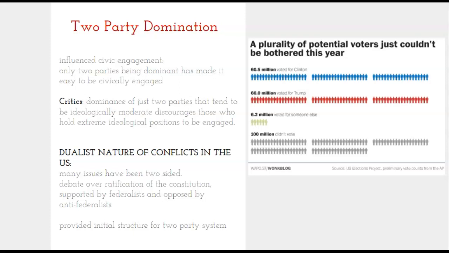Some would say that the political parties often disregard some of the more ideological positions that folks may hold. That often in general elections they try to take on more moderate stances, which again can discourage those who have more extreme ideological positions. It's also led to this dualist nature. I mean, truly, when we look at any issue, there are far more than just two sides. Issues are complex. But we do tend to want to confine them to two very polarizing sides because it makes it easier for people to make decisions, claim that they stand on one side versus the other.